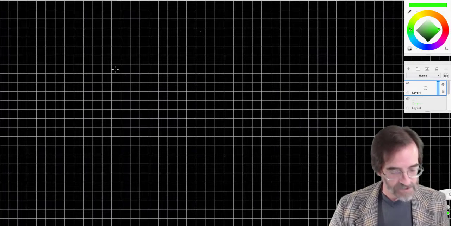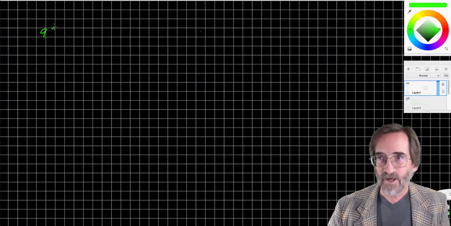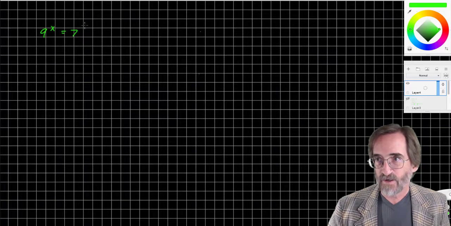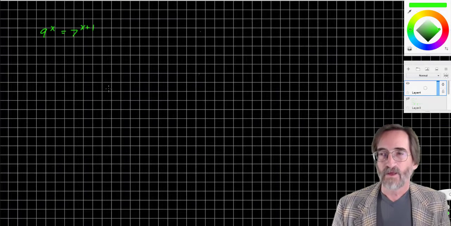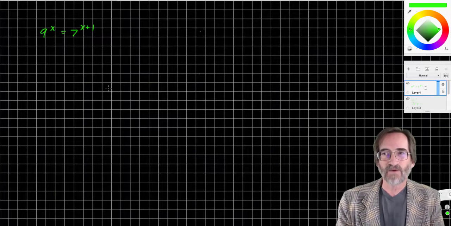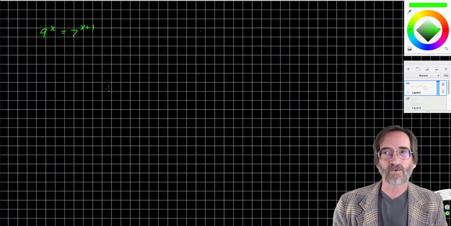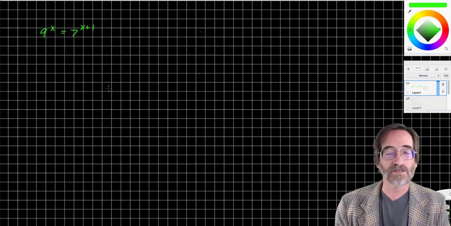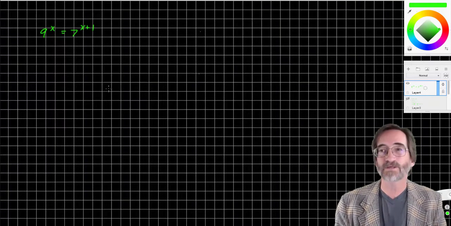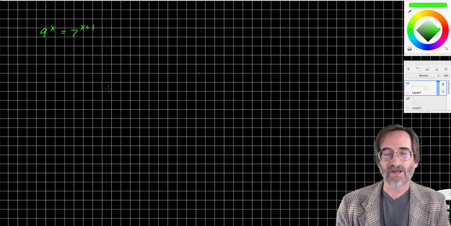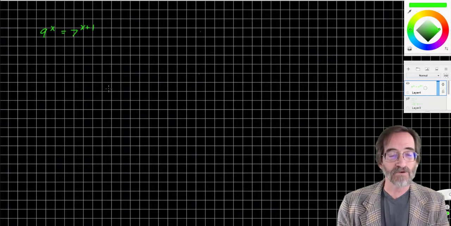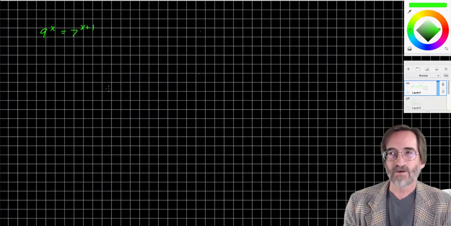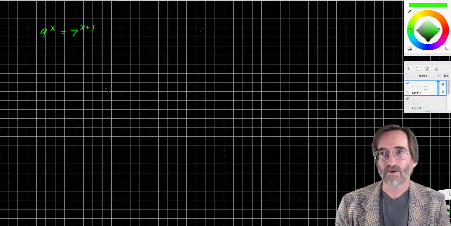Okay, so another example here. Let's do this one here: 9 to the x equals 7 to the x plus 1. Okay. You may notice here that we have a little bit of a problem in that we've got different bases, so we can't just go around turning this into a logarithm equation, because we have exponents with different bases involved. Now the trick here is actually, well, there's a couple of tricks.